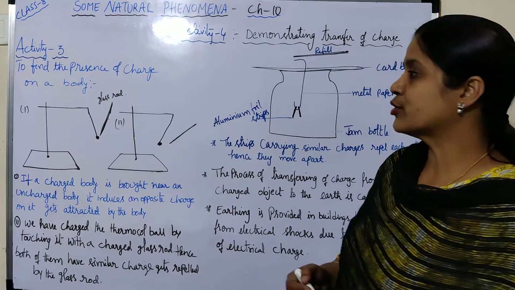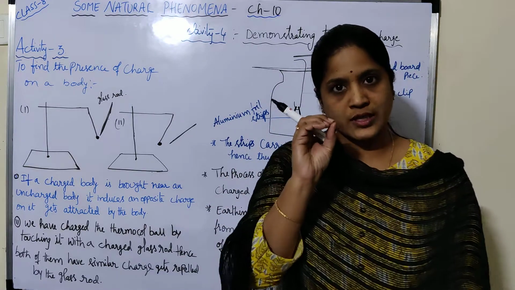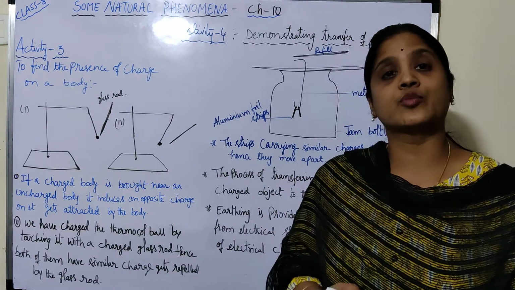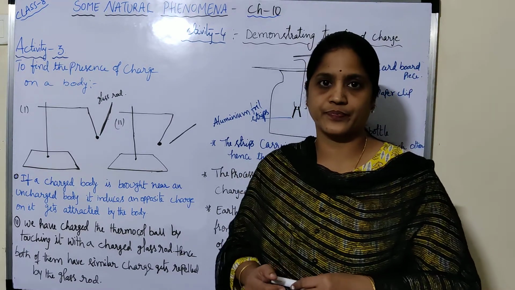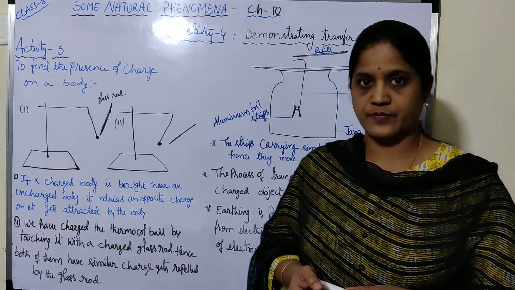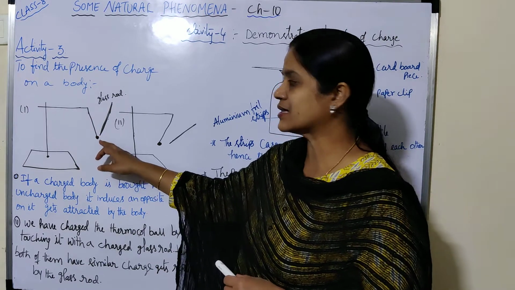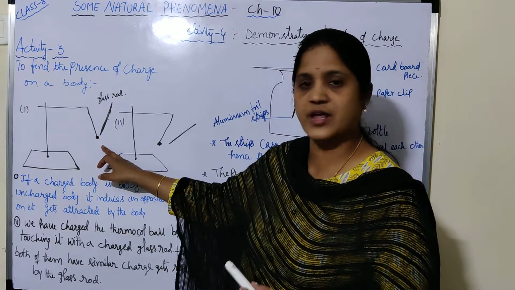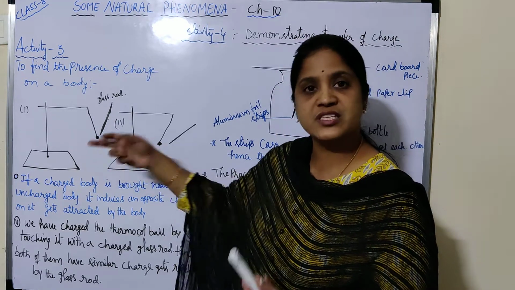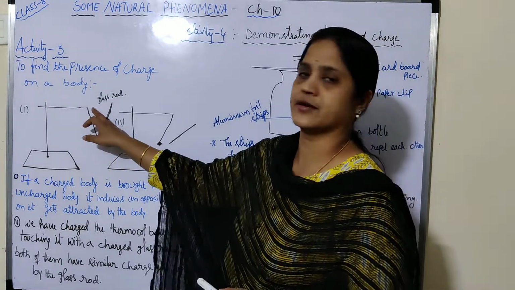For that, you have to take a retort stand and a small thermocol ball, and wrap that ball with silver foil. Silver foil means it is made up of silver metal. So wrap it around this thermocol ball and suspend this thermocol ball, wrapped in the silver foil, with the help of thread.